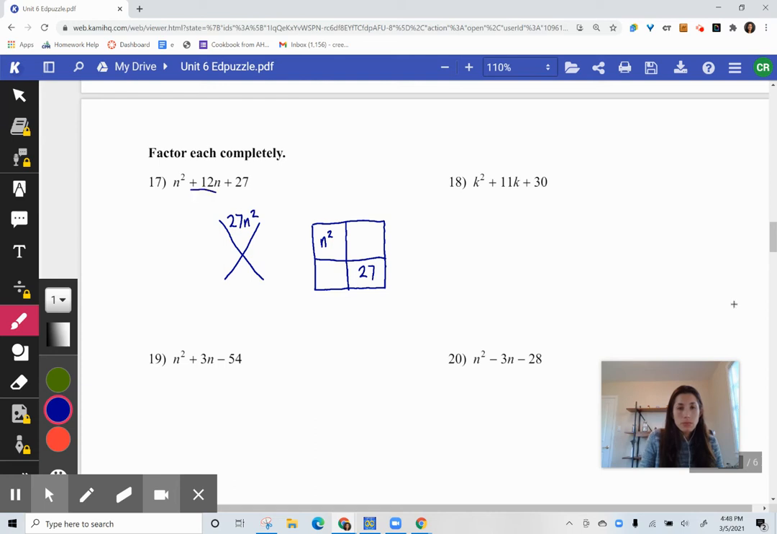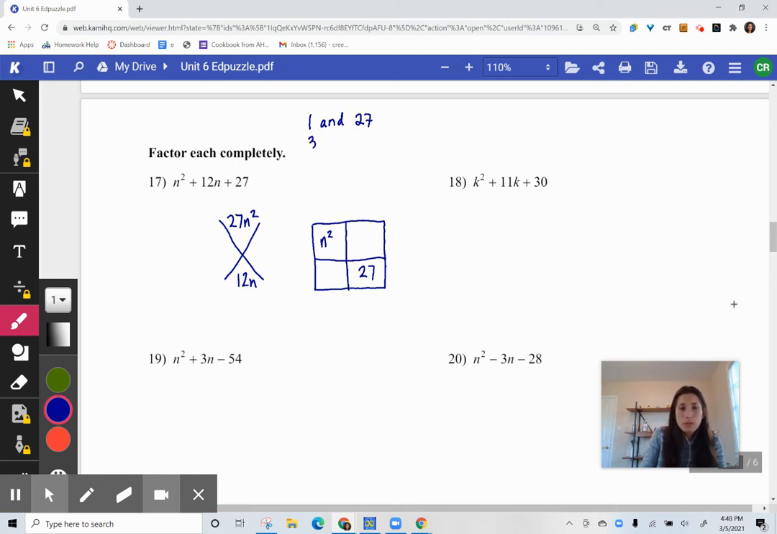And then this middle number here goes at the bottom of the diamond, 12n. Now what we're looking for is numbers that multiply to make 27. So I'm just going to write out numbers that multiply to make 27. I always know that 1 and whatever that number is has to make that number when multiplied.